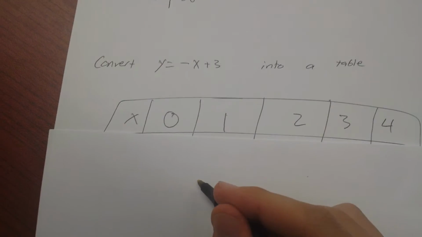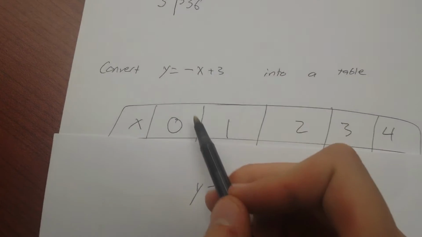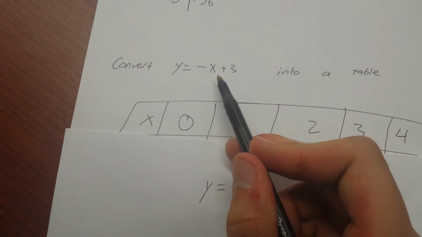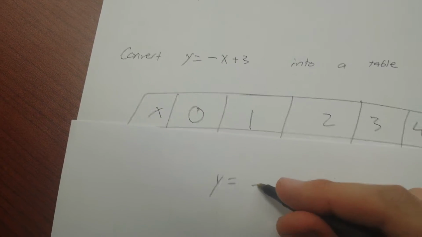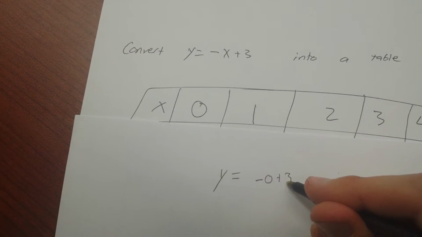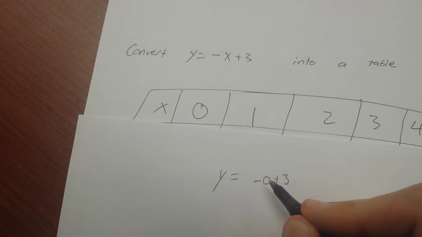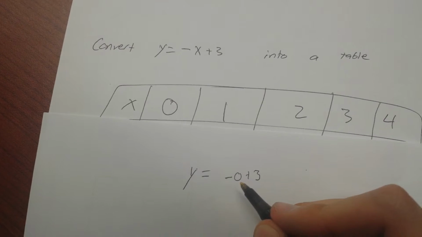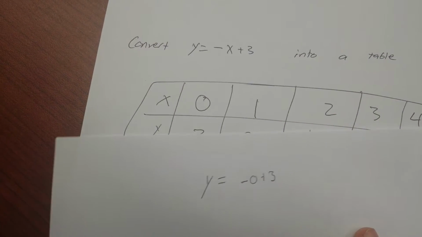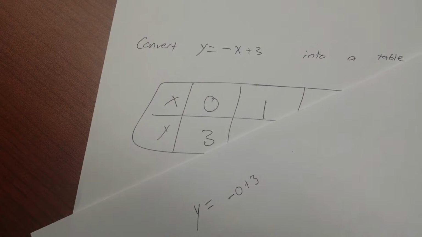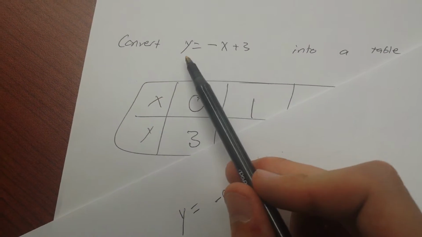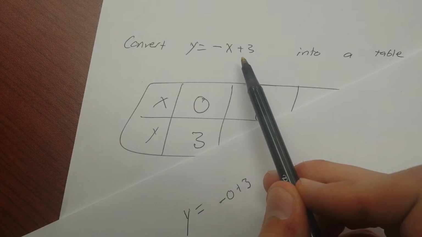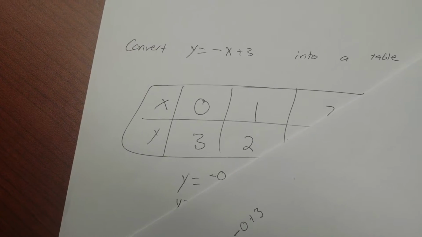Now what we do to get y values is we simply substitute each x value into our equation. Negative 0 plus 3, remembering that negative 0 is the same thing as 0, and 0 plus 3 is 3. Then we substitute in 1 into our equation. So y equals negative 1 plus 3. Negative 1 plus 3 is 2.